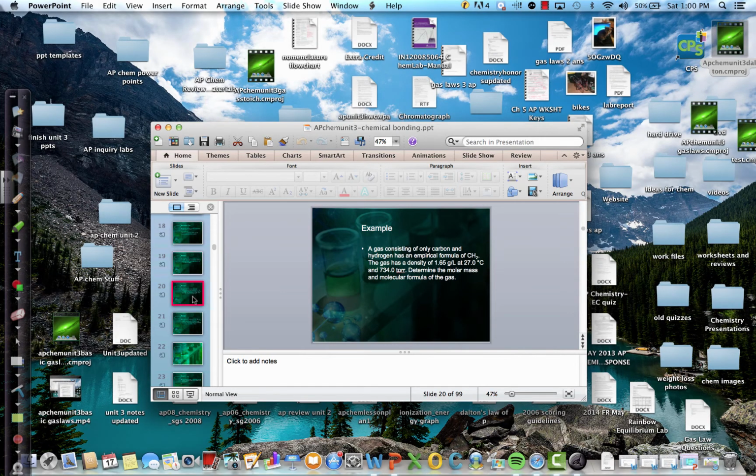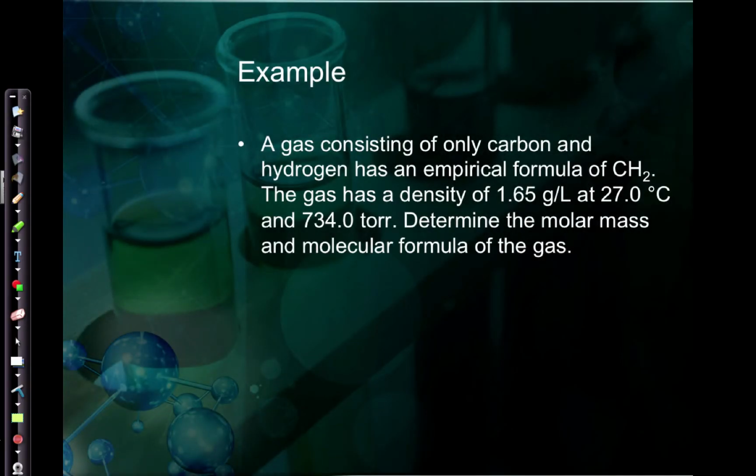All right, so let's do another problem. A gas consisting of only carbon and hydrogen has an empirical formula of CH2. The gas has a density of 1.65 grams per liter at 27 degrees Celsius and 734 torr. Determine the molar mass and the molecular formula of this substance.